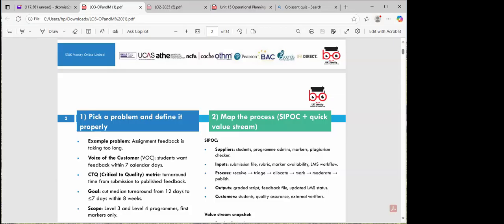So it's define, measure, analyze, improve, control. So they're those ones, right? Yes.